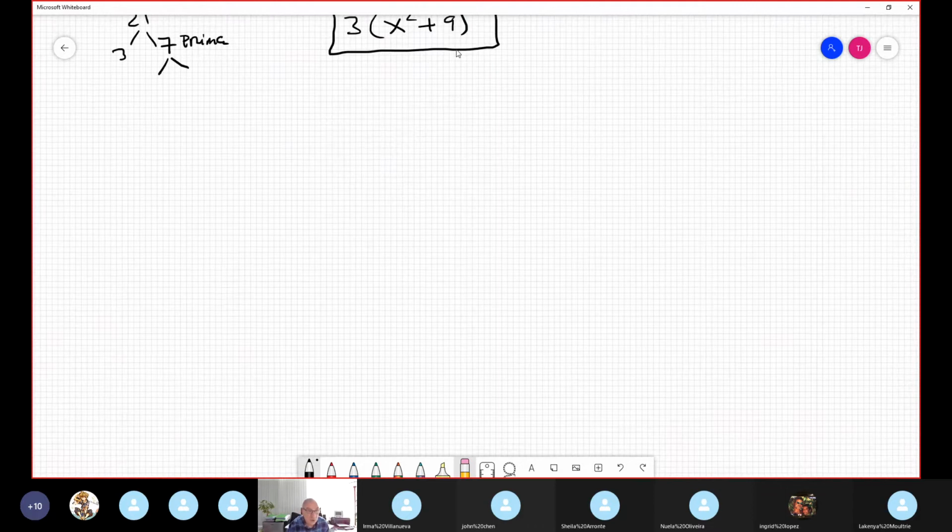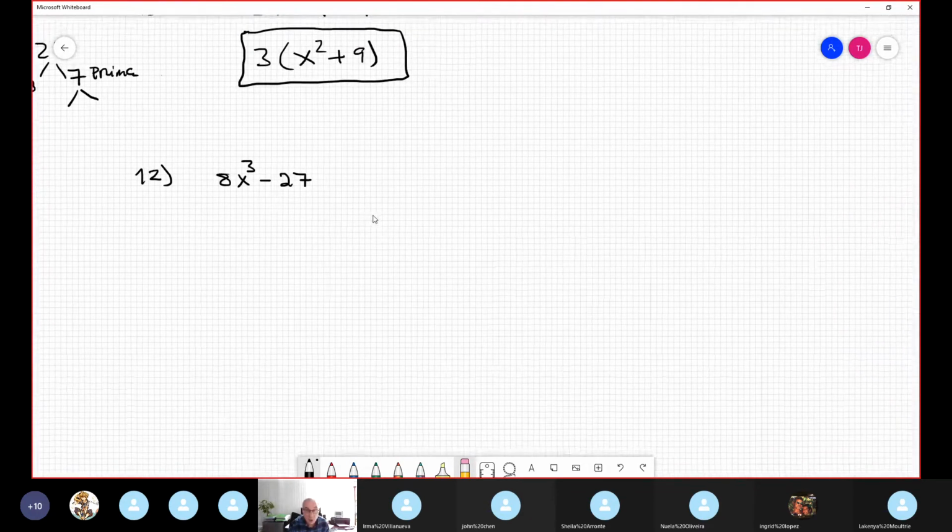Let's go to the binomial again, but now using cubes. I want to recall the formula. We have two formulas: the formula for the sum and the difference of cubes.